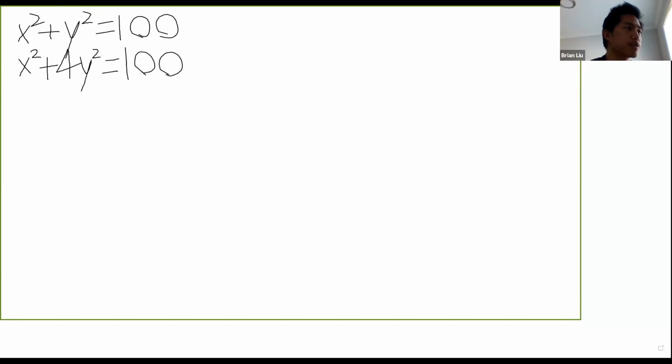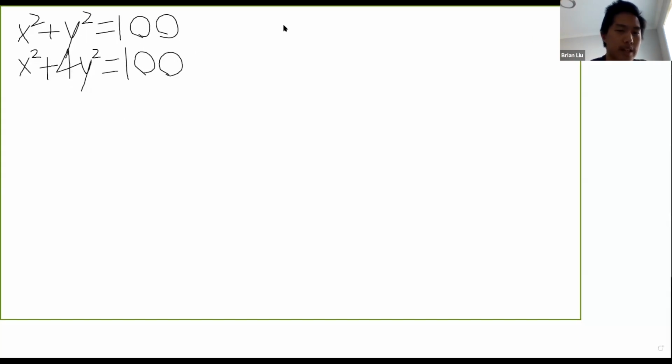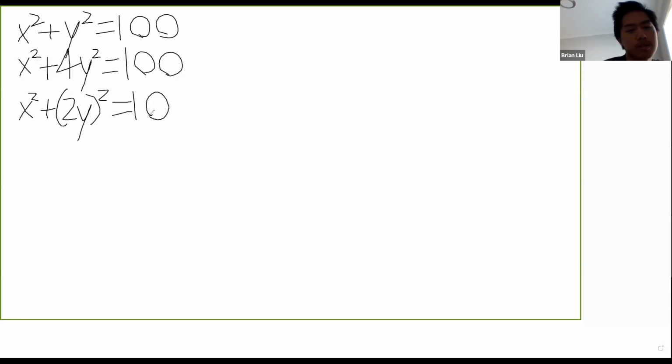Some of you might be able to guess this shape. It's an ellipse. Now, what is an ellipse if you didn't know? So what equation does this remind you of? This is just like this equation, but instead of y squared, it's 4y squared. And we can even write 4y squared as a square itself: x squared plus 2y squared equals 10 squared.